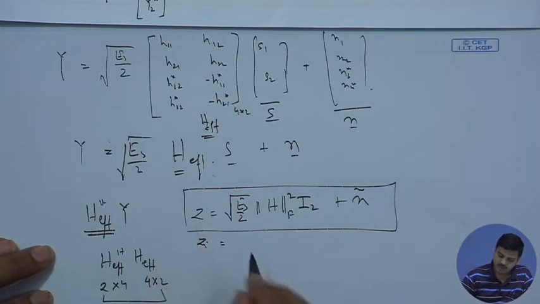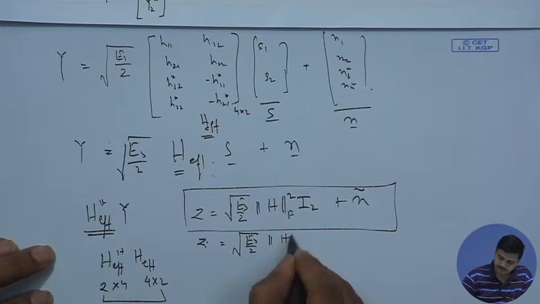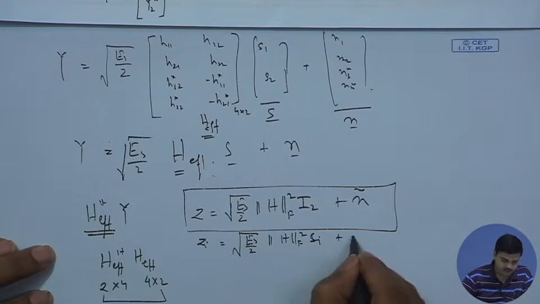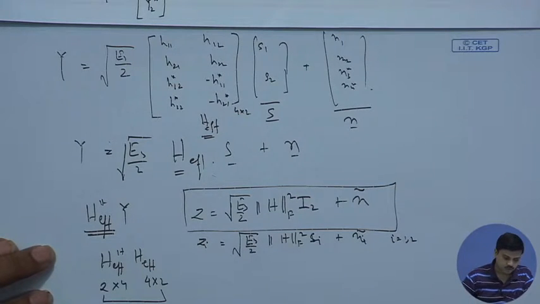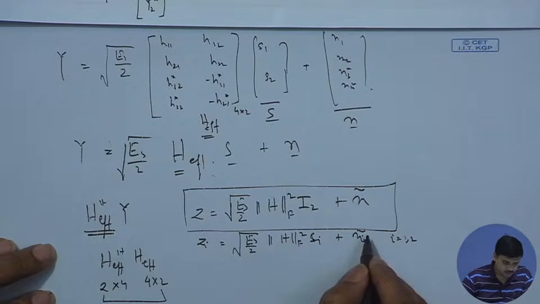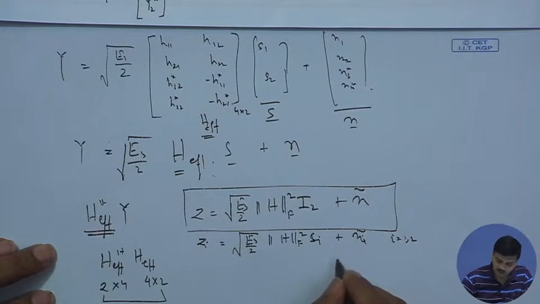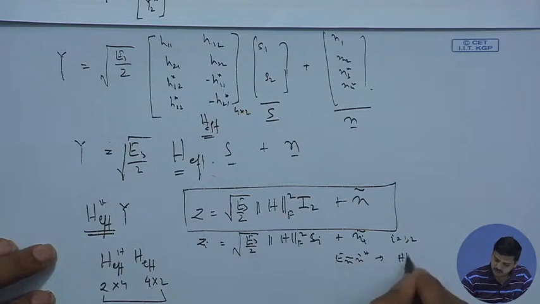So S1 and S2, the estimates that we get, ES by 2 HF squared SI plus NI tilde, I equals 1 to 2. So this is what we have, and if you have to compute the SNR for this, we first have to consider E of n tilde Hermitian, which would turn out to be HF squared times n naught times I of 2.